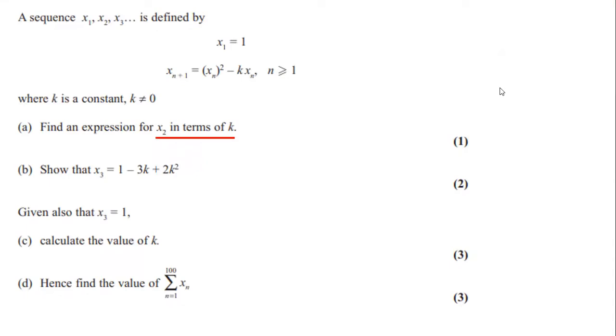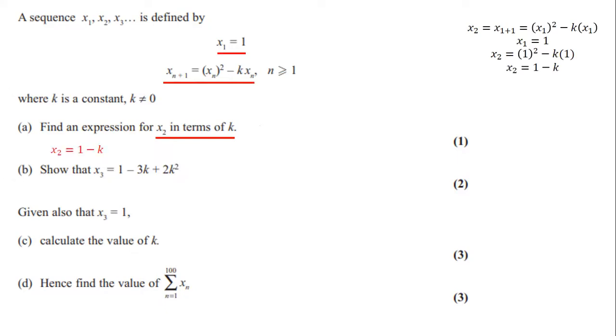In order to do that, I'm going to use the sequence. To get x2, that's x1 squared, take away k times x1. But we know that x1 is 1. So I'm going to sub in x1 equals 1, and I'm going to get 1 squared, take away k times 1. So that's just 1 take away k. So x2 is 1 take away k.